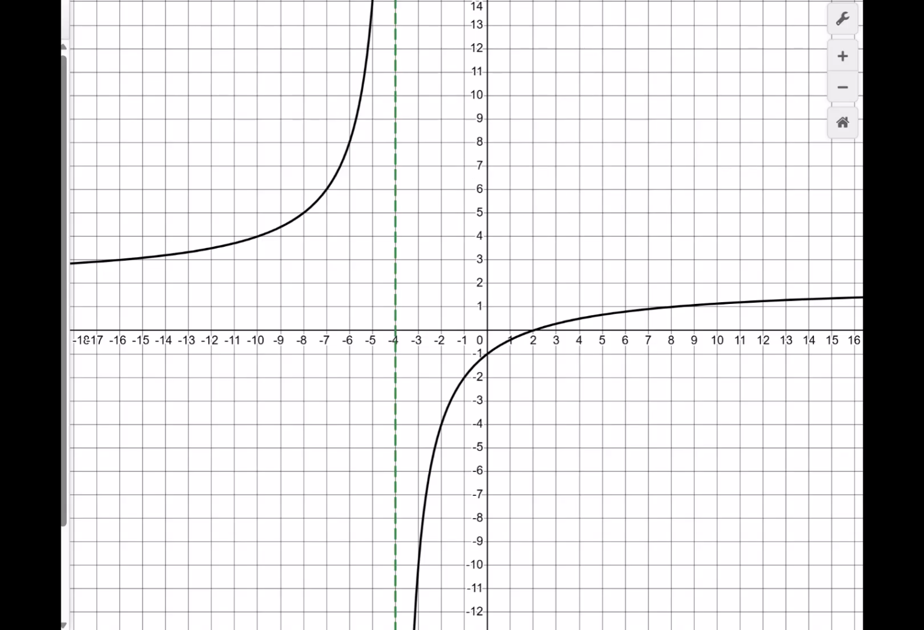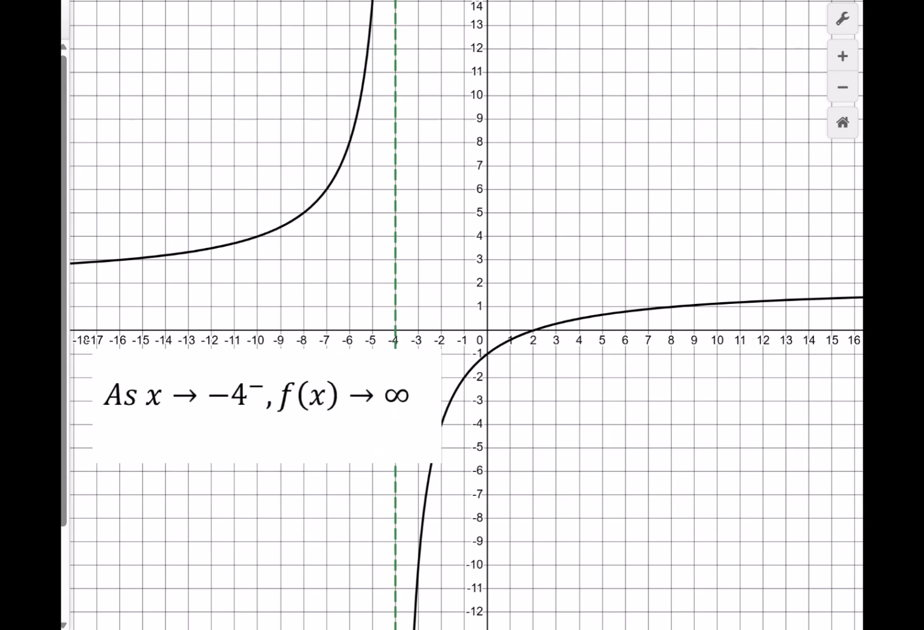Let's repeat that on the left side. Again, I'll put a dot on the graph, and I'm going to drag that dot closer and closer to -4. This time we're looking at what happens as x goes to -4 from the negative side. As I move the dot, you can see the dot is going up, so my value is increasing. We would say as x goes to -4 from the negative side, f of x goes to positive infinity.